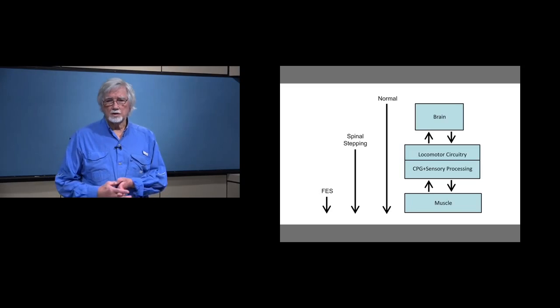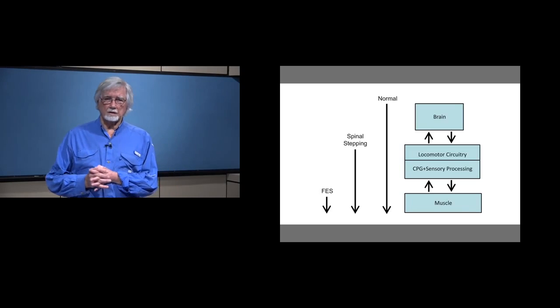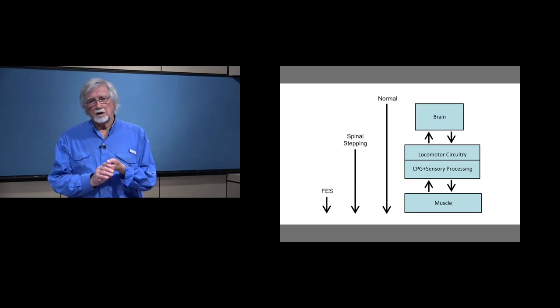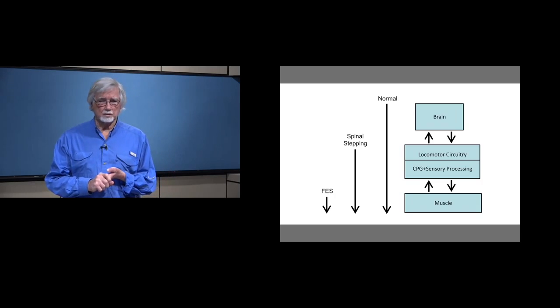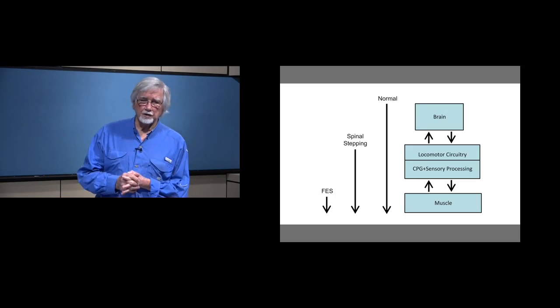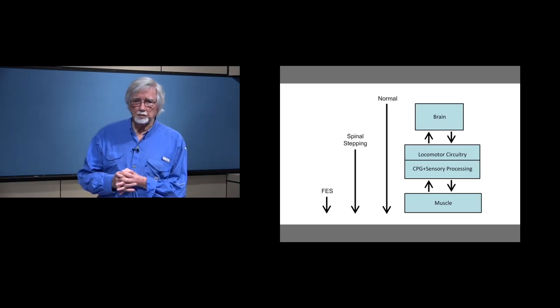Now let's take a larger look at where is the control of movement? Where does it occur? Of course, if the individual is uninjured, then you have all of your nervous system to help you to make all the movements that you do. That is, you have the brain, you have the neural circuitry within the spinal cord, and you have the muscles that can actually generate the movement itself.